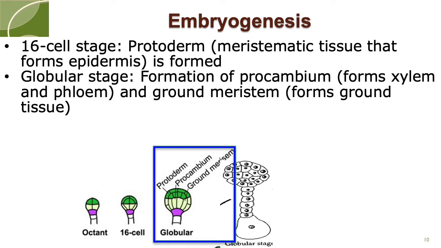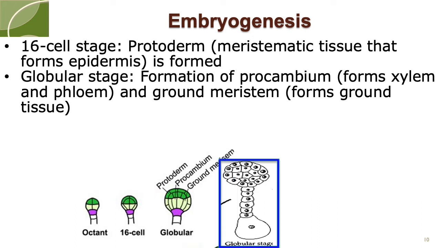Now, after the 16-cell stage, we have a stage called the globular stage. In this stage, in addition to the protoderm that we can see in the figure in the blue box, we also have the formation of what's called the procambium and the ground meristem. The procambium is the one that will ultimately give rise to xylem and phloem. And these are those connective conduits, or tube-like structures, that help the transport of substances in vascular plants. The ground meristem is going to form the ground tissue as the plant matures.